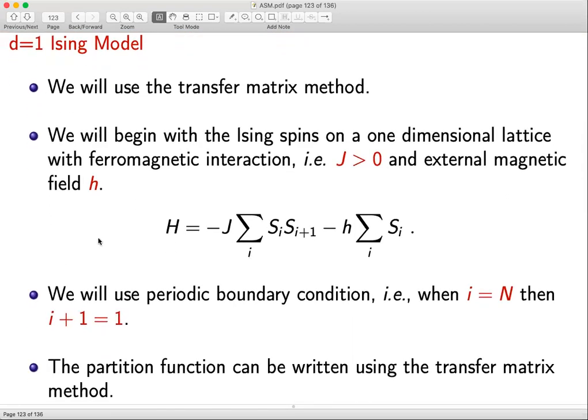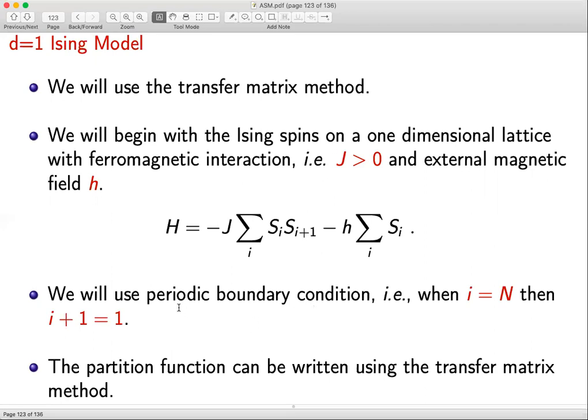Another thing that we will do is, it's an Ising spin chain, so there are N lattice sites, but we will put periodic boundary condition. That means the Nth site is interacting with the first site. So it's actually a closed chain. So that is one more choice that we are making.